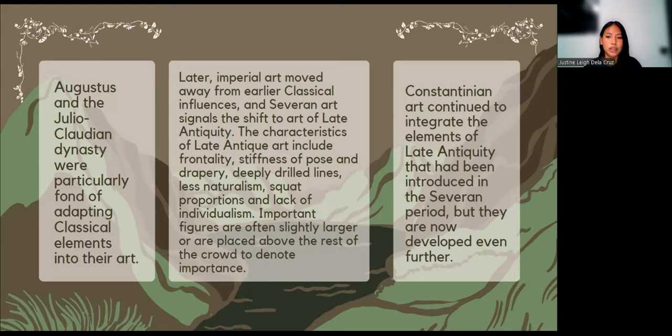Constantinian art continued to integrate the elements of late antiquity that had been introduced in the Severan period, but they are now developed even further.